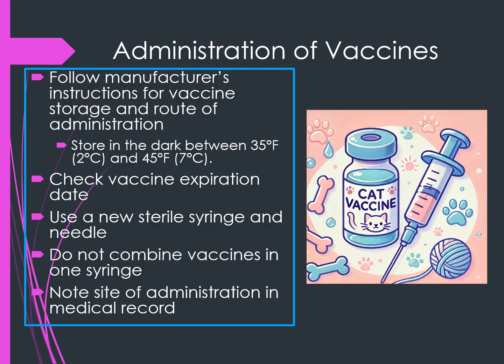We always want to check vaccine expiration dates. You want to make sure you use a sterile syringe and needle. We do not combine vaccines in one syringe. And always note the site of administration in the medical record. So, for example, right back leg if you're giving rabies, because if down the road or in the following days the patient has a vaccine reaction and they're sore in that leg, we know that it may be related to the vaccine that was just administered.